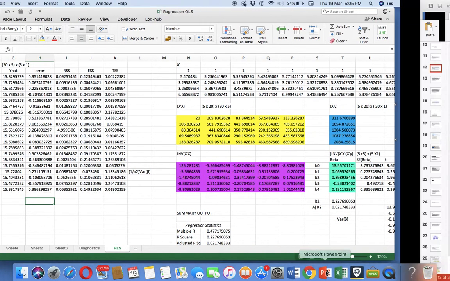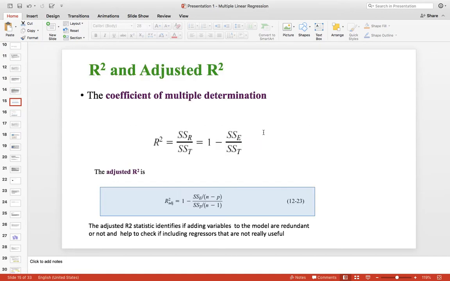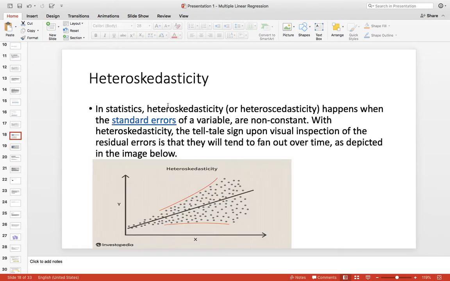So we've discussed it over there. We use what's called the Bruce-Pagan test, just to know what exactly heteroscedasticity is. Heteroscedasticity happens when the standard errors of the variables are not constant. With heteroscedasticity, a telltale sign upon usual inspection of the residual errors is that they will tend to fan out over time, as depicted in the image below. So that is what we saw over there. Since we didn't have enough information, it was not visible.